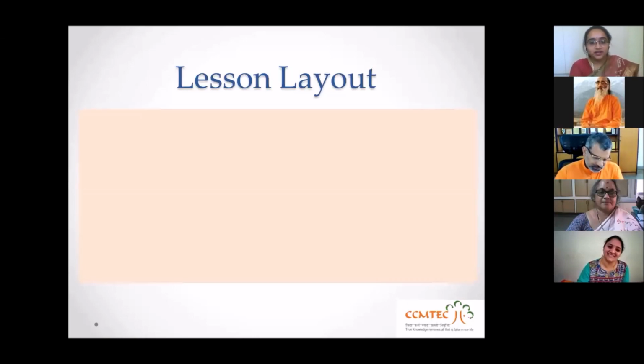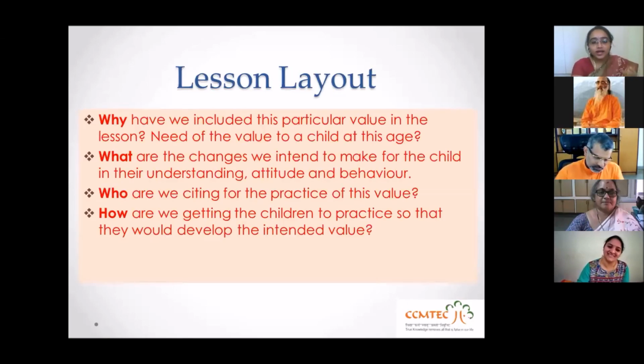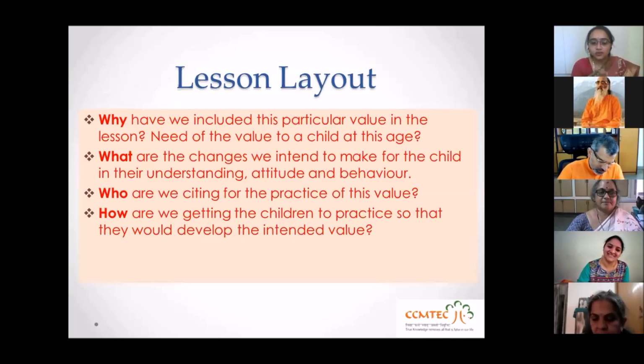So we were talking on the lessons layout, which is the why, what, who, and how. And this becomes especially important from class 5 onwards, because we want the child to understand why are we even studying this value, or what is the need of the value at this age of the child. Second aspect is what are the changes we intend to make for the child in their understanding, attitude, and behavior. So as a teacher, even we can introspect on all of these before we start taking a class. Who are we citing for the practice of this value, and how are we getting the children to practice it so that they would develop the intended value?